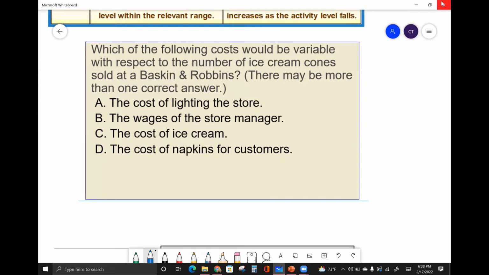Okay. All right. So which of the following costs will be variable costs with respect to the number of ice cream cones? So the cost of lighting the store, does that have anything to do with your cones? No. Wages of the store manager? No. The cost of the ice cream? Yes, because that could change with how much ice cream you're selling. The cost of the napkins, right?